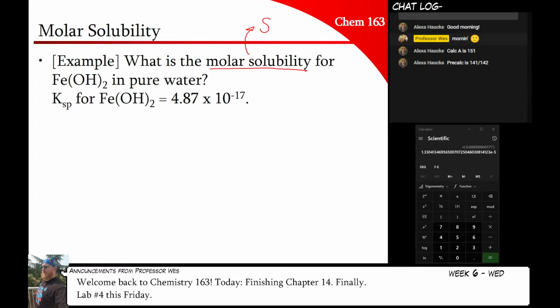Now, you might be able to make a prediction about how big S is going to be based on KSP, but be very careful about that, because don't forget any squared terms. There might be some 2's in there, etc. So go ahead and set up the equation for this, and we'll go over the answer in about 3 minutes.